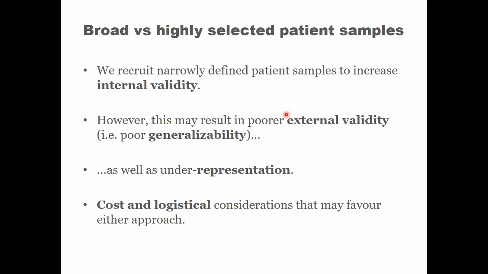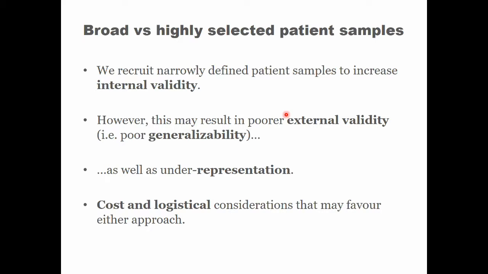However, we trade something, right? By recruiting a very specific sample, we increase the internal validity, but we might sacrifice external validity or generalizability. And what that means is if I estimate some effect in the sample I have in front of me, is that effect that I've estimated going to be applicable in other groups of patients that weren't in this actual trial? Now, there's a different thing that's very closely related to generalizability, and we're going to call it representation.